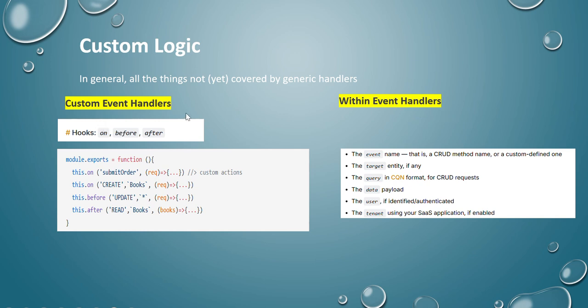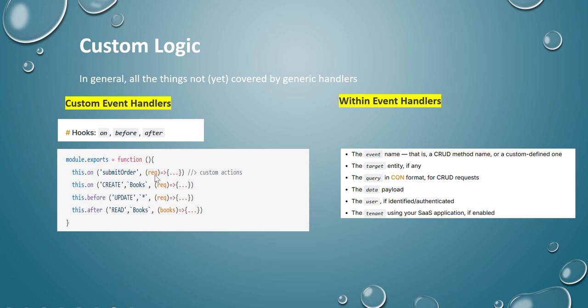In a custom event handler, the main use is that CAP allows you to customize the business logic at different points in the request. Here we have the hook methods on, before, and after. So if you want to validate the data before submitting or before saving, in that scenario we are going to use the before handler.